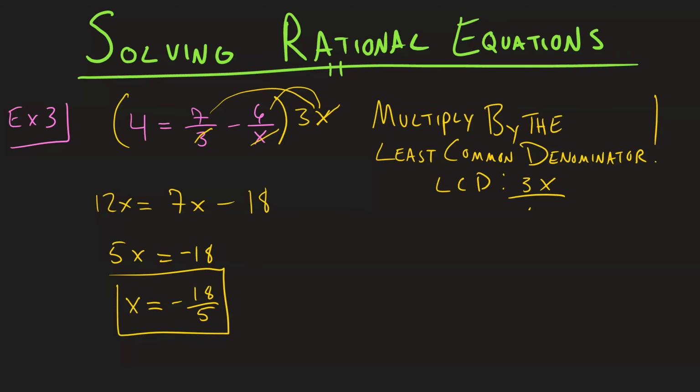But an important thing to make sure is that this is not an extraneous solution. We have to check that it's not one of our excluded values. Of course, in this case, the only excluded value we have is that x cannot equal 0. This is why it's important to always find this first. So now we know our solution is a true one. So x is equal to -18/5.